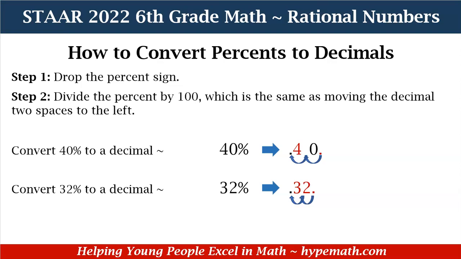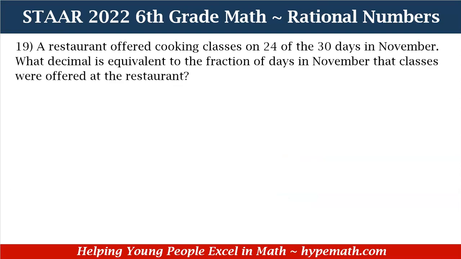Now let's do the same thing with converting 32%. We are going to drop that percent sign and we see that we have 32. We are going to move our decimal point 2 places to the left, and 0.32 is our decimal. And that is it. Now let's dive into our problems.